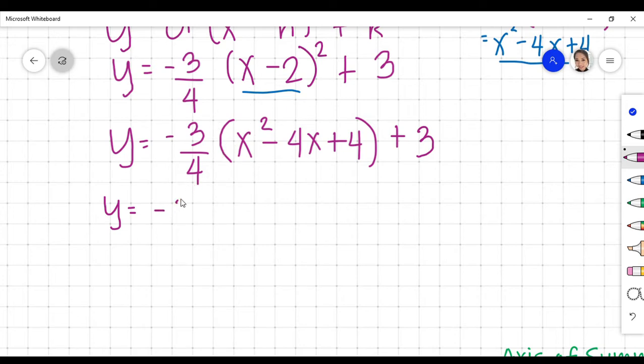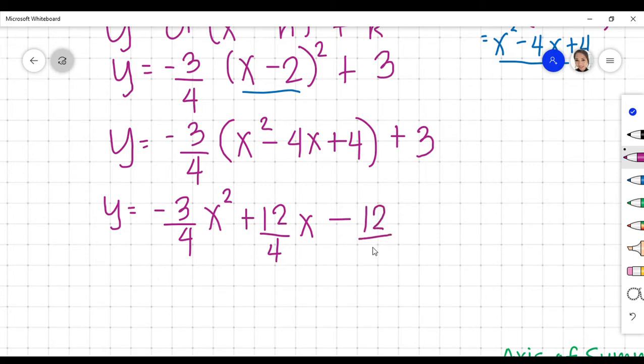So, that is negative 3 over 4 x squared. So, ito, negative 3 times negative 4, that's positive 12. Yung 4 na denominator, copy lang natin. Then, write x. Negative 3 times 4, that is negative 12. Copy pa rin natin yung denominator na 4. And then, plus 3. Okay, so, remove na natin yung parentheses kasi na-distribute na natin siya.